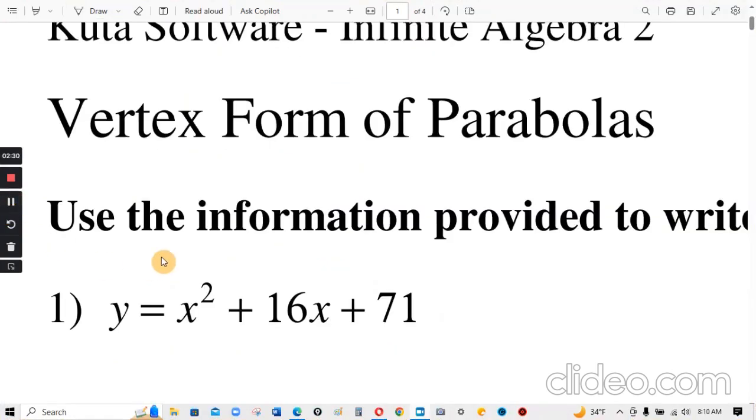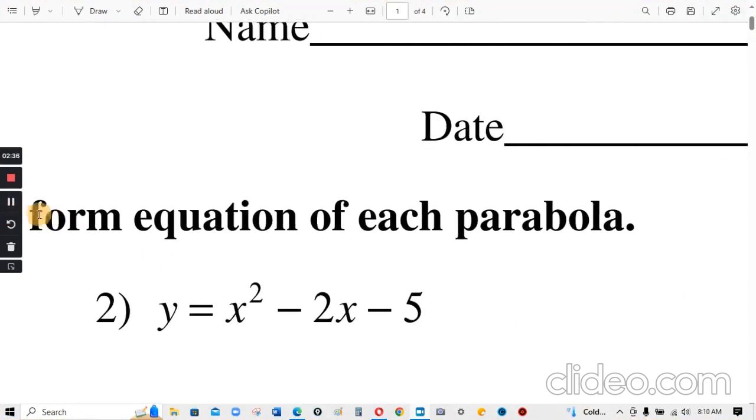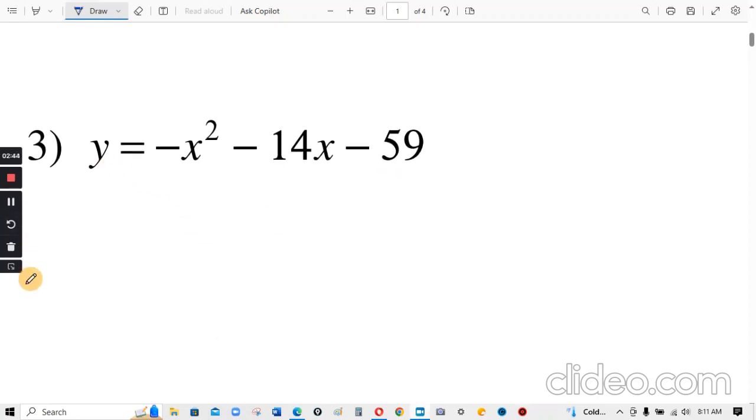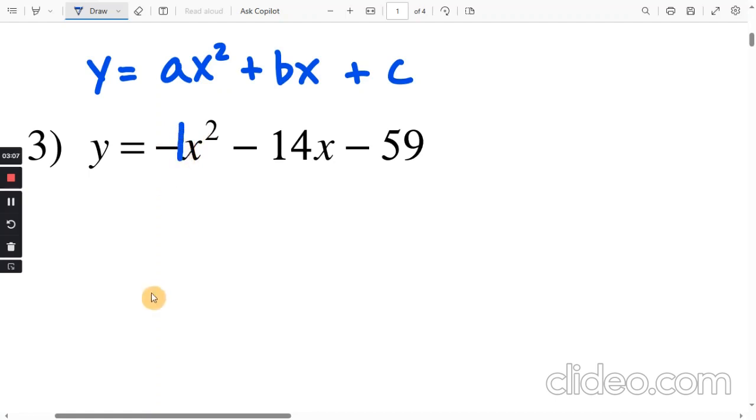So the instructions say use the info provided to write the vertex form equation of each parabola. Let's look at number 3. We see this equation is in standard form, so it is in the form of y equals ax squared plus bx plus c. Now remember, when there's no coefficient or number in front of the variable, you can assume it's a 1. But right here we have a negative sign, so it's actually a negative 1.